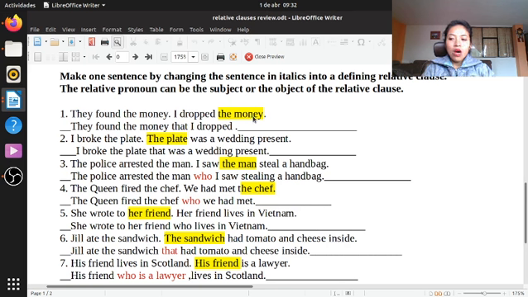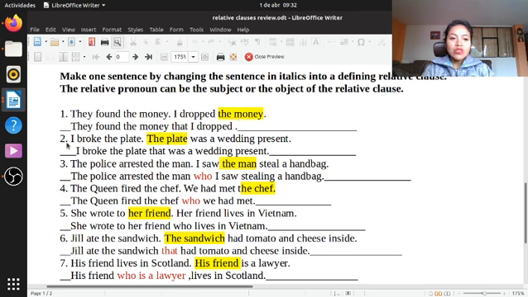The money is an object or a person or a place or maybe it's time. Very good. It's a thing, right? It's an object. What relative pronoun do we use for money? Very good. We are going to use that, right? Now, how is going to be the sentence? They found the money that I dropped. We don't have to repeat the money again because we are using the relative pronoun, right? And we use that because the money is an object, right?